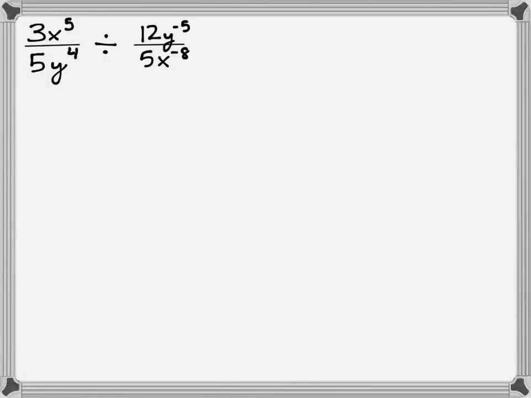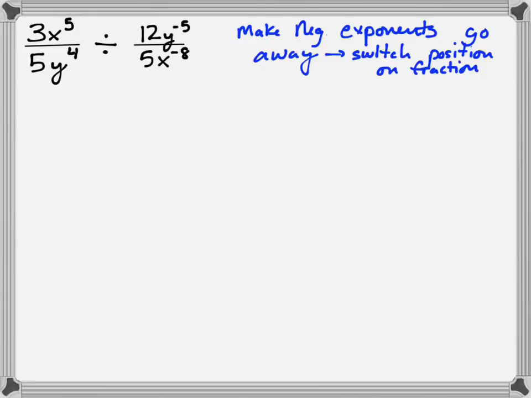Mr. Leifer here. This is question number 9 from multiplying and dividing rational expressions, and it's a fairly complex problem. There's a lot of rules going on here. We have fractions dividing by fractions, and we also have negative exponents we have to deal with. The first thing I would do is get rid of the negative exponents.